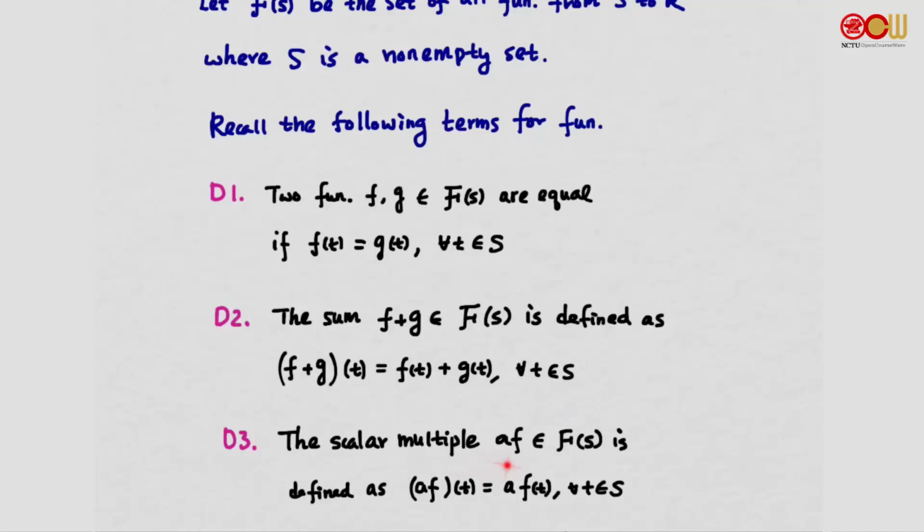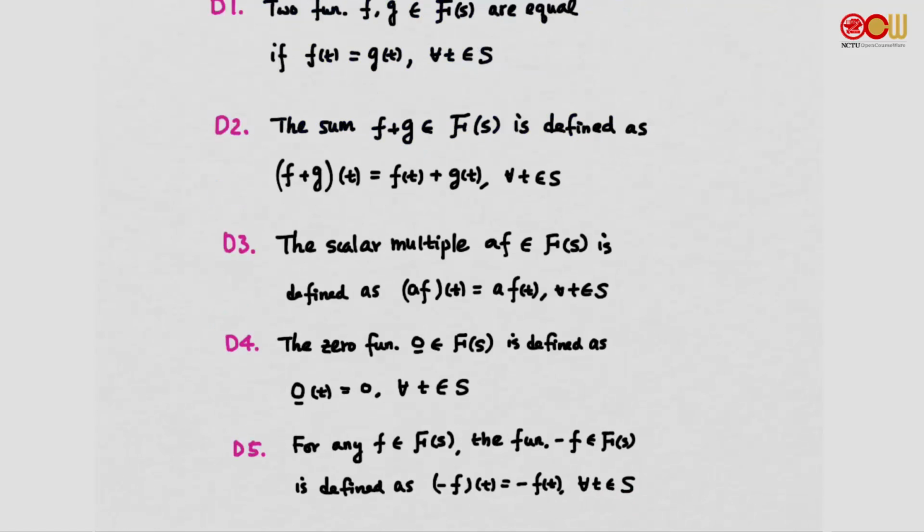And the scalar multiple af, we scale f by a, is defined like this. The function af of t is a times f of t for all t in S. And we define the 0 function. It's equal to 0 for all t in S. And for any f in this set, the function with a minus sign in front is defined as minus f of t for all t in S.